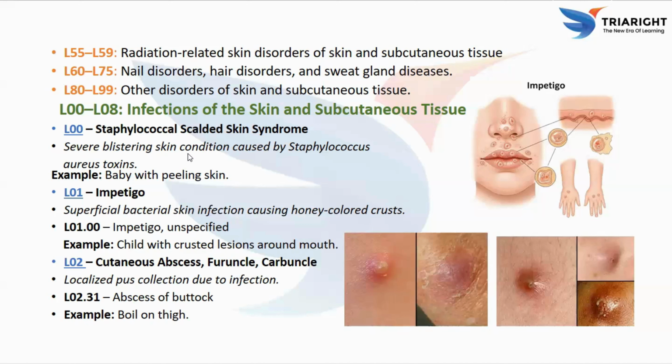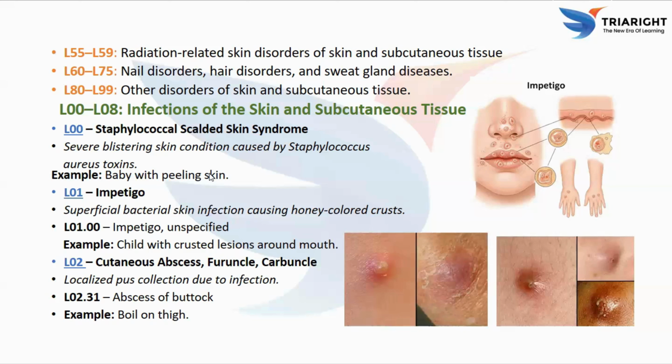Coming to L01, it is impetigo. Whenever impetigo is diagnosed in the report or in the clinical document, you have to assign code L01. This is a superficial bacterial skin infection caused by staphylococcus or streptococcus. It produces honey colored crusts, nothing but yellowish scabs. It is common around the mouth and also nose, often in school age children. For example, L01.00 we assign for impetigo unspecified, such as a child with crusted lesions around the mouth.